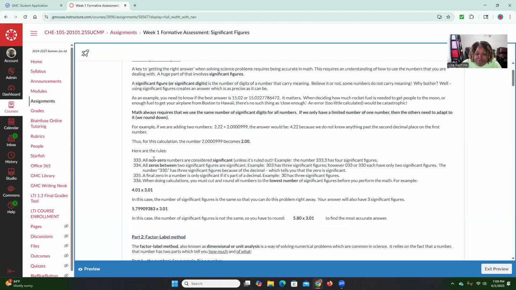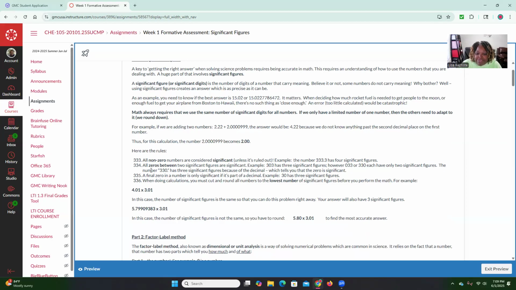If we have numbers that are all non-zero, they are all considered to be significant. So for example, if we have 333.3, because all of those numbers are significant, then we have four significant figures. There's no zeros in there.